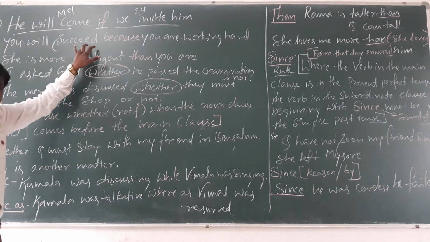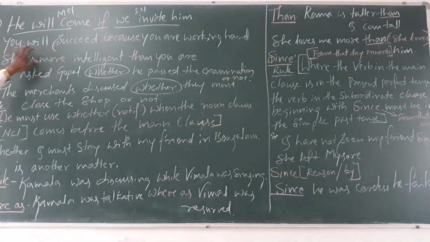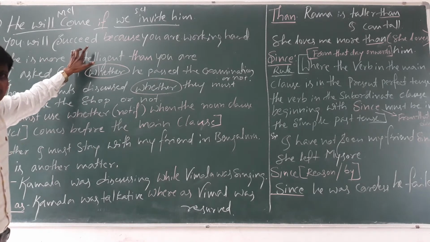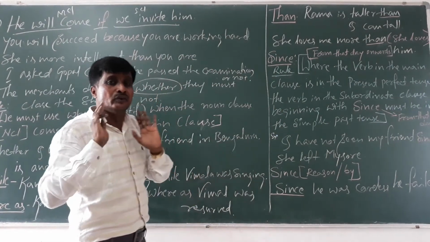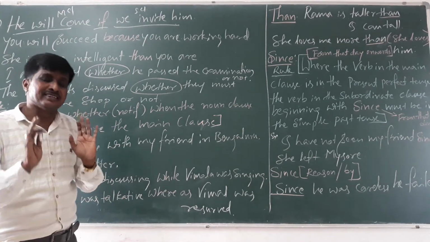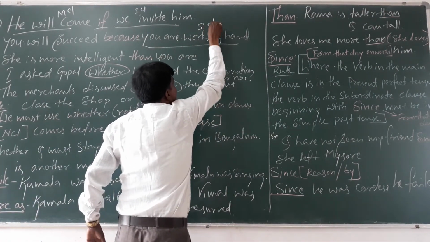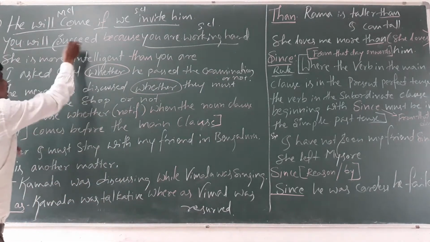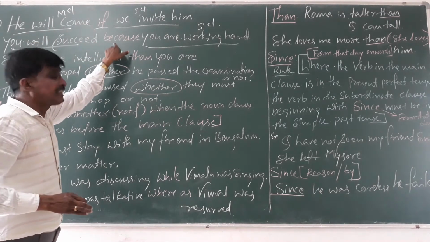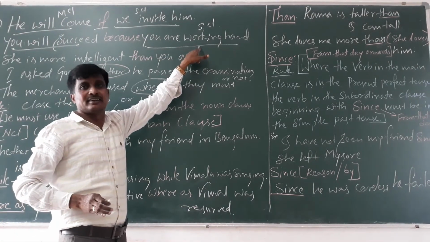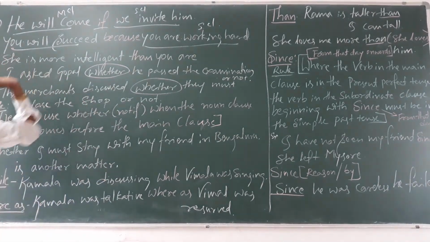He will succeed because you are working hard. You will succeed, don't doubt it. You will succeed because you are working hard. You are working hard is the subordinate clause. You will succeed is again the main clause. The main clause is joined with the subordinate clause by a subordinate conjunction.